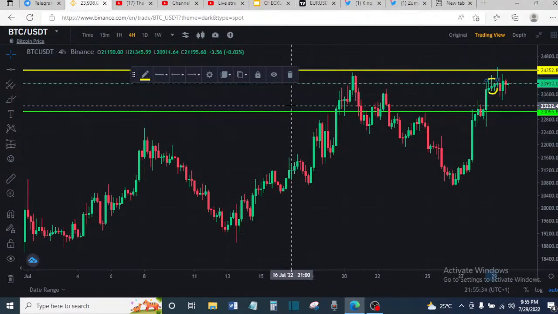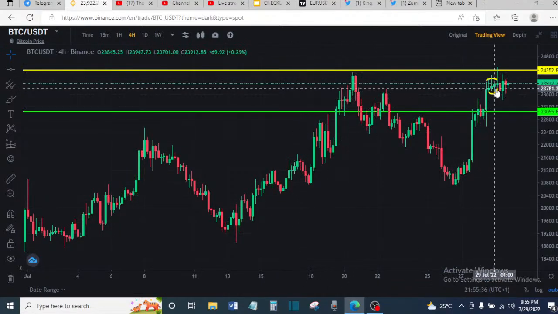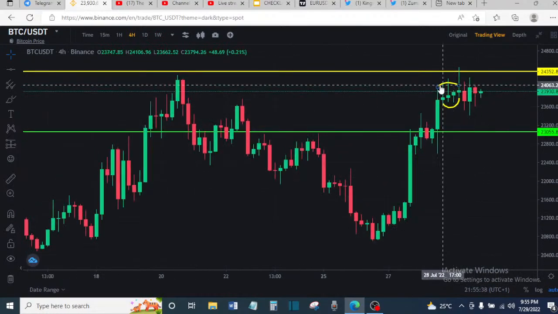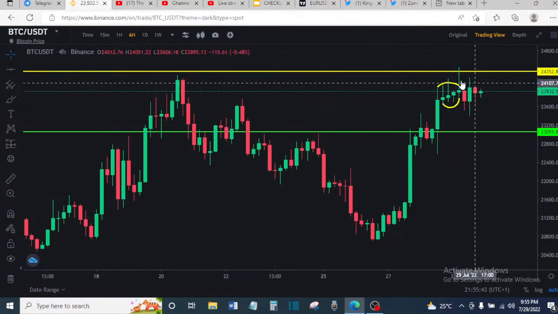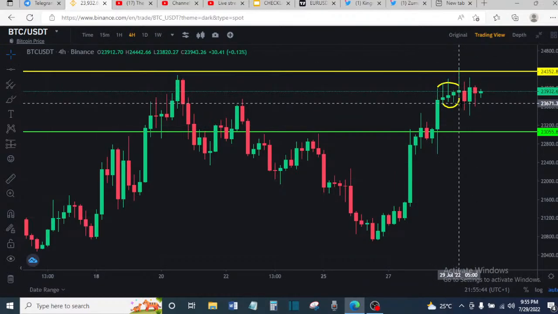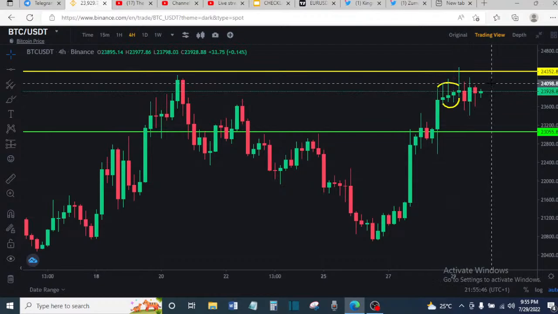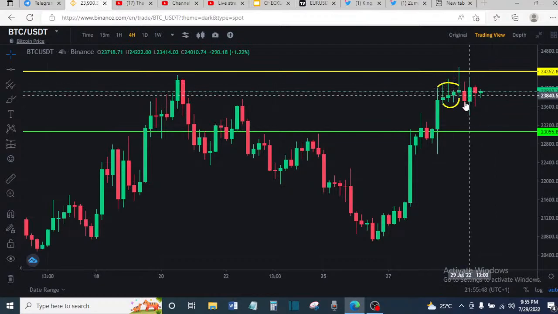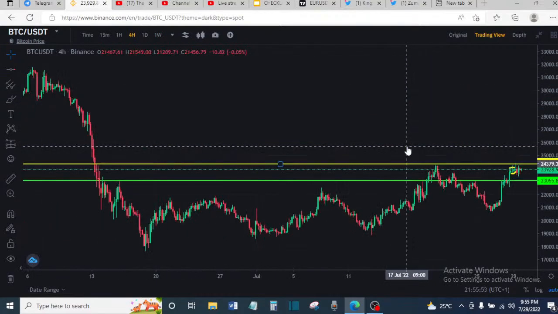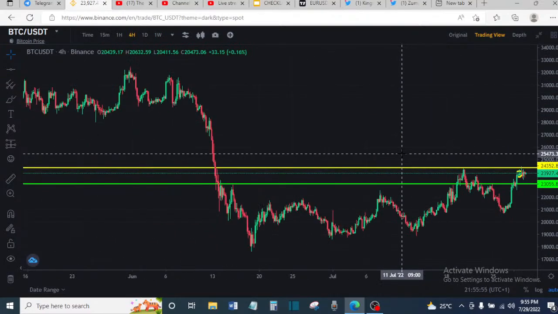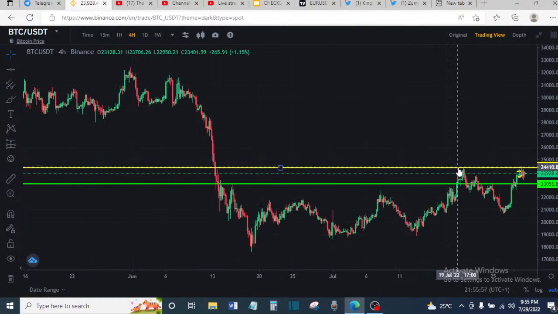Now, having settled what has happened here and how price was able to get here, what do we think is the next move for Bitcoin? The truth is, Bitcoin has two options.